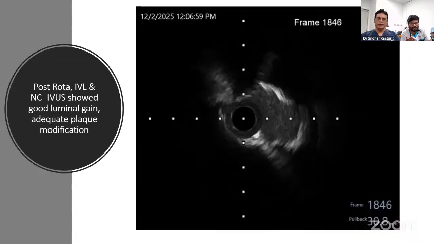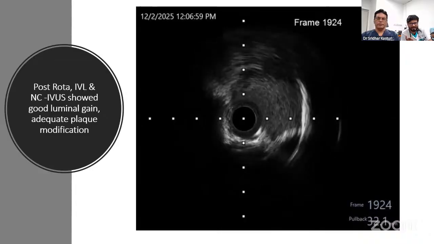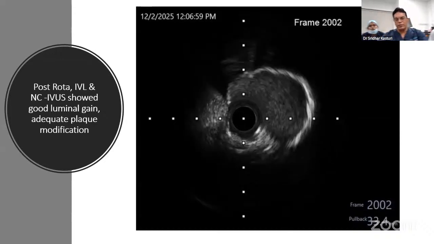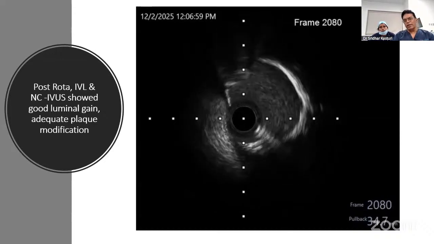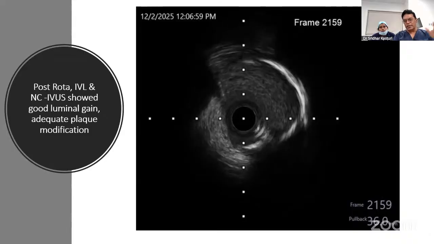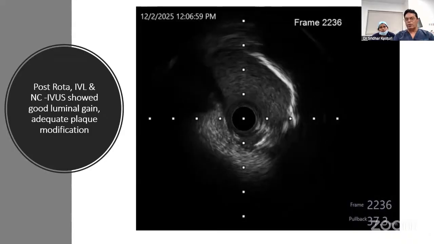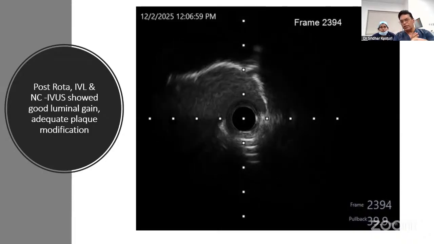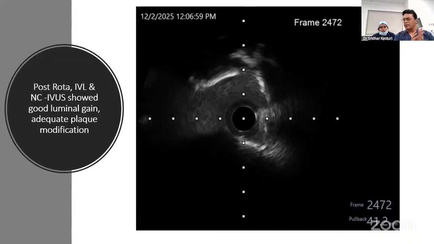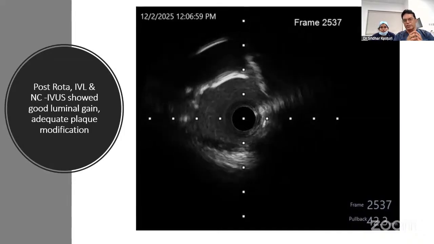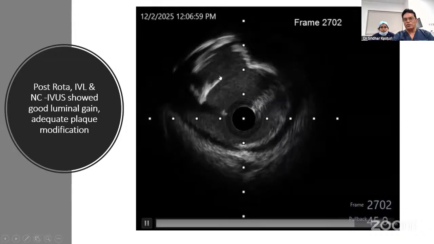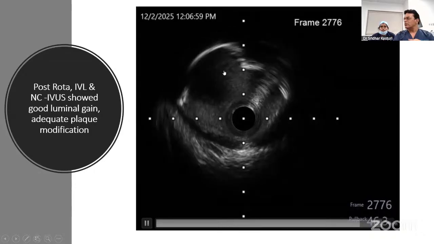And in our case also, we have ablated the calcium very nicely with rotablation and IVL. There were very good fractures in the superficial calcium also after IVL. Now here, if you see the IVUS, the first initial IVUS study, before plaque modification, there's a large chunk of calcium nodule projecting. But after plaque modification, it's flattened, almost multiple fractures. See, it's almost disintegrated. So this is the beauty of the combination of devices.